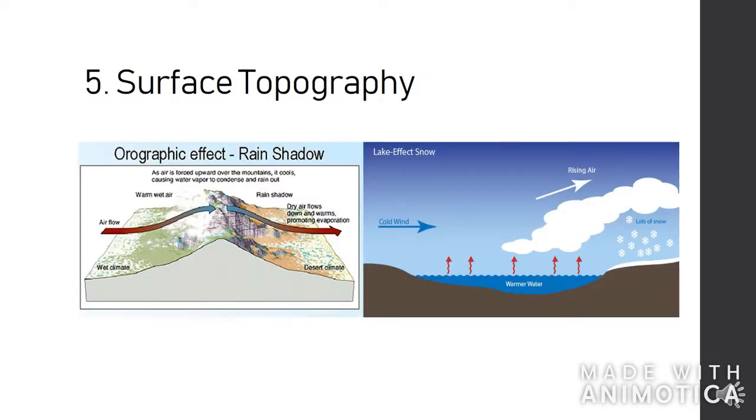Surface topography. The rain shadow effect is when a mountain range has relatively little precipitation due to prevailing winds that cause the windward side to lose moisture, which results in the leeward side being dry.